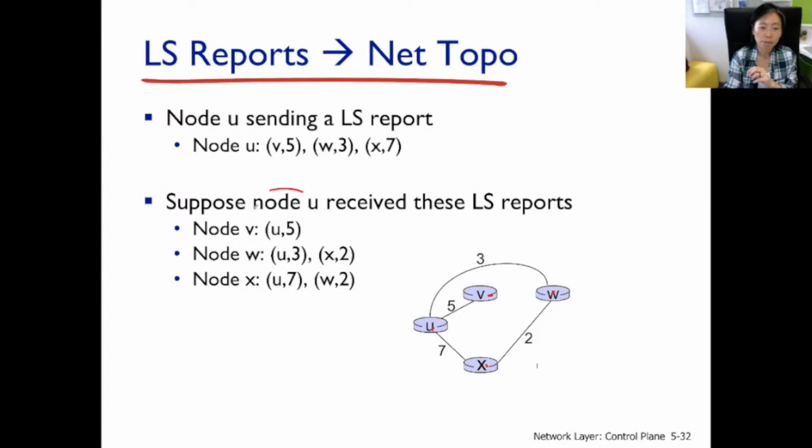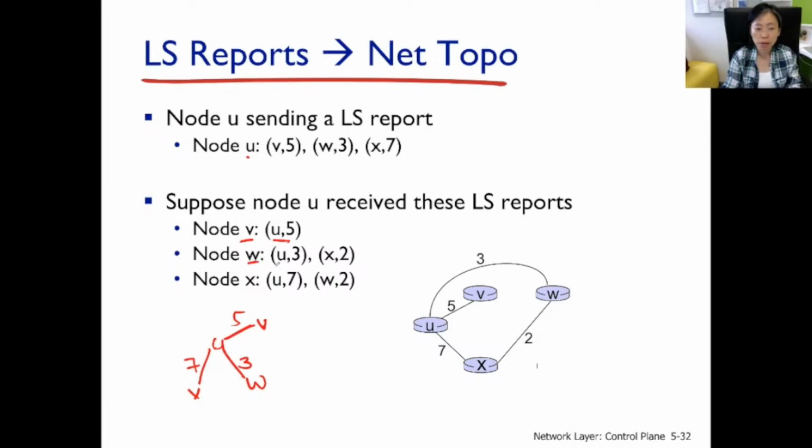Therefore, node U here is going to receive the link state reports from V, W, and X, which we know already look like this. The way to restore the network topology is this. Node U knows the local information. It connects to V, it connects to W, it connects to X. Cost is 5, 3, 7. Now, seeing node V's link state report, it knows that V and U are connected, cost is 5. I'm U, so I know, and the cost is 5.